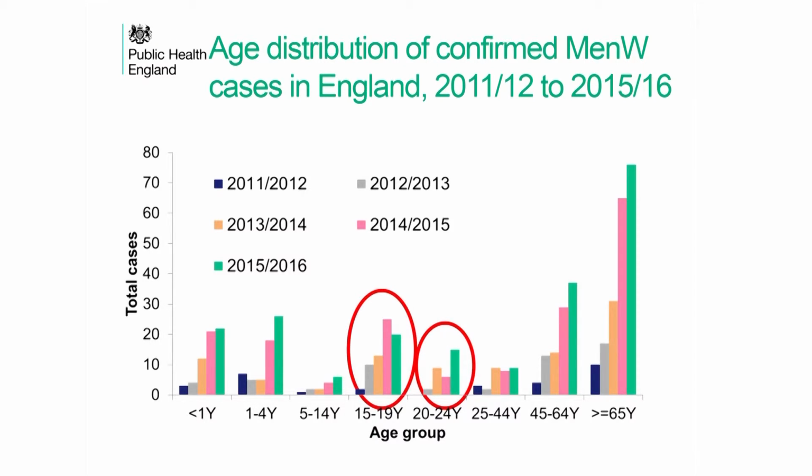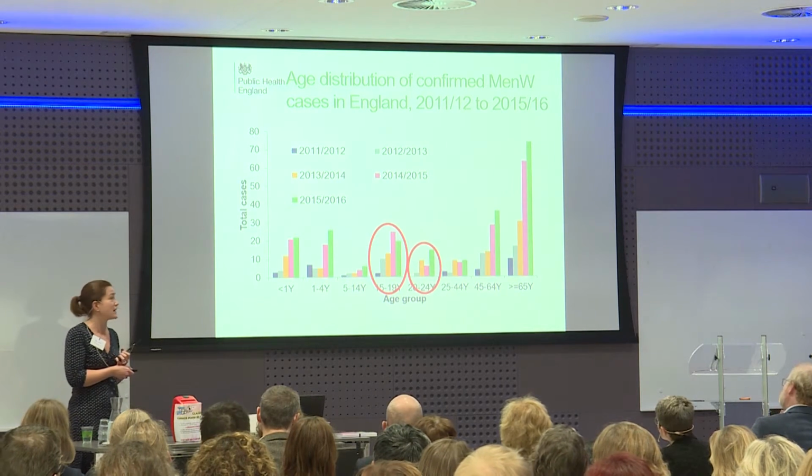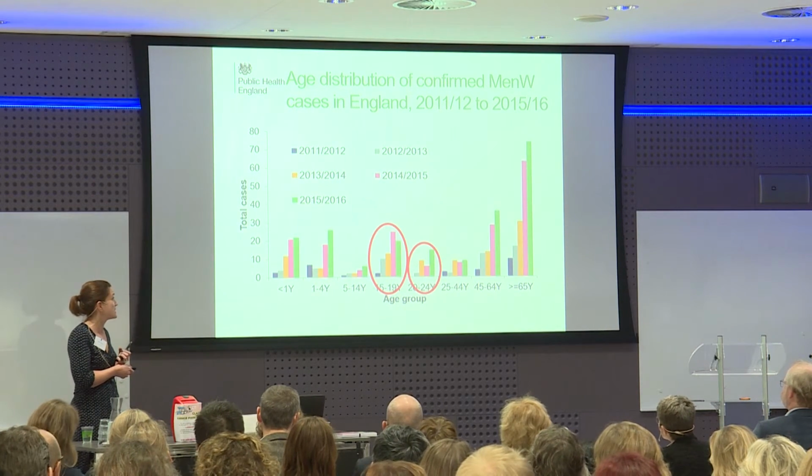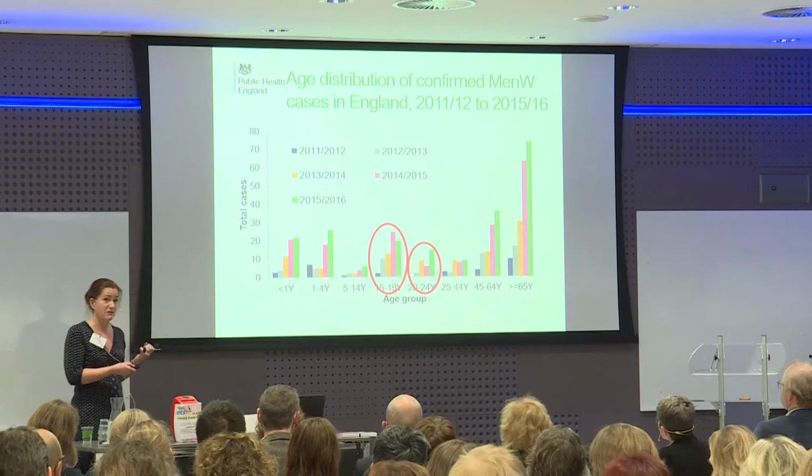However, when we look at the age distribution, what we can see is pretty much across the board an increase in all age groups, with the exception, the 20 to 24-year-old age group had the highest proportionate increase in 2015-16, whereas the 15 to 19-year-old, where our vaccinated groups are, had a decrease. So we fell there from 25 to 20 cases in that cohort. So this is very encouraging.